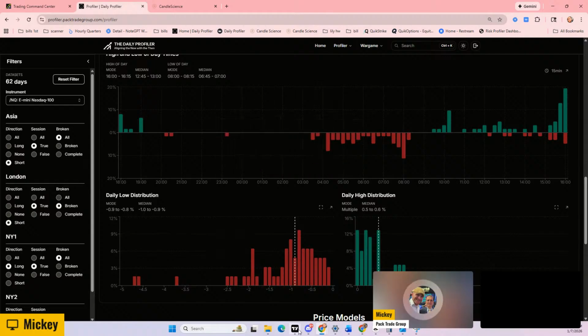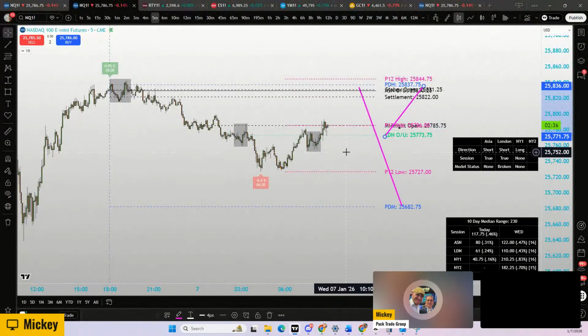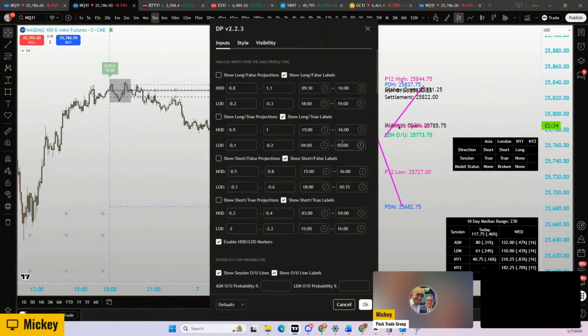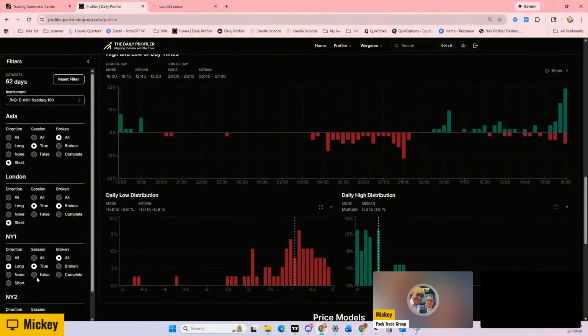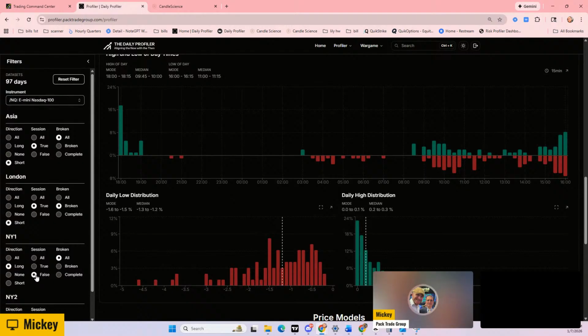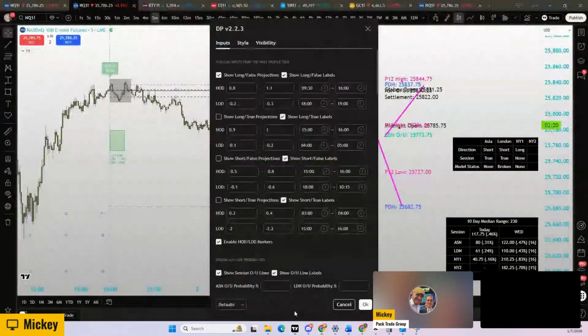All right. So let's put on our high day, low day for both long false and long true. Starting with long false, our mode to median for false is 1.2 to 1.6, which is pretty significant, which is why I don't think it will happen, because that usually comes off of news, and there's no real news in the market right now.